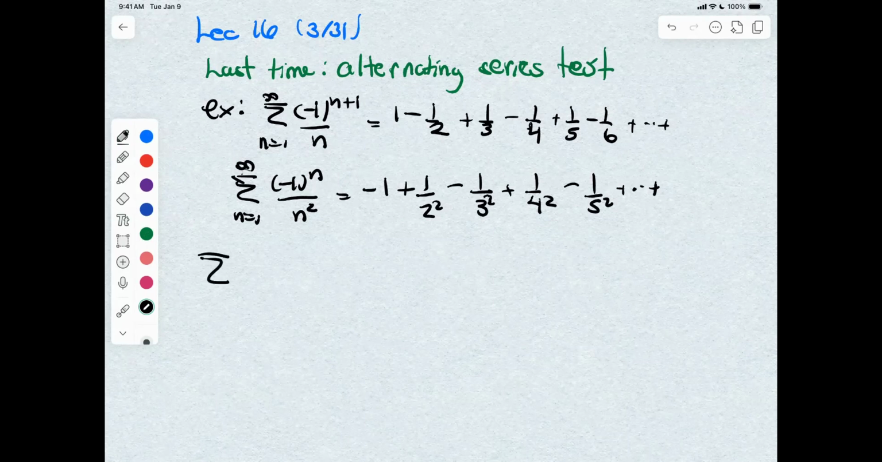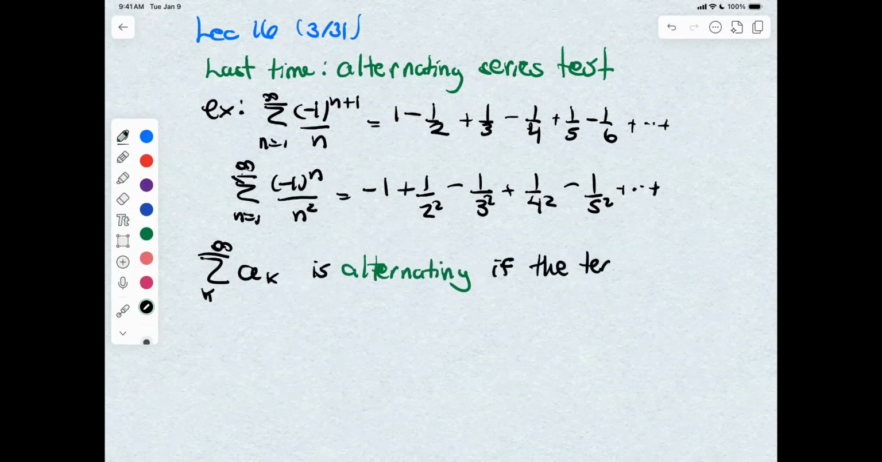So let's say a sub n. If the coefficients change sign, like if the terms alternate from positive to negative or negative to positive. So it can start either positive or negative. That doesn't matter.